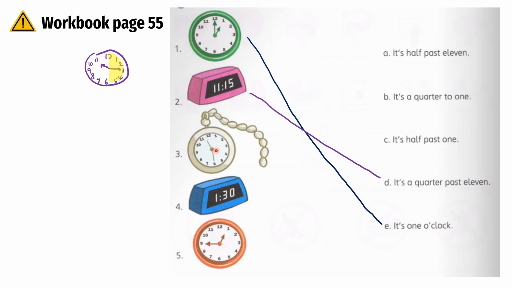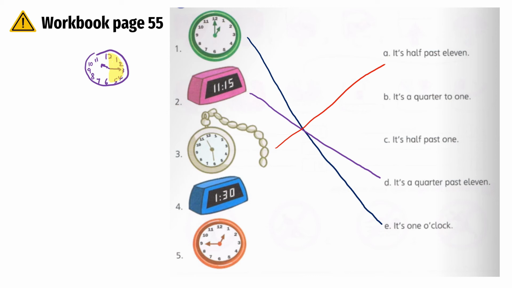For number 3, let's look at number 3. The long hand points at 6 and the short hand points at 11. So when it points at 6, what do we use? Is it quarter past or half past? Yes, it is half past. So half past 1 or half past 11. It all depends on the short hand. Where does it point to? Yes, you're right again. It is half past 11.